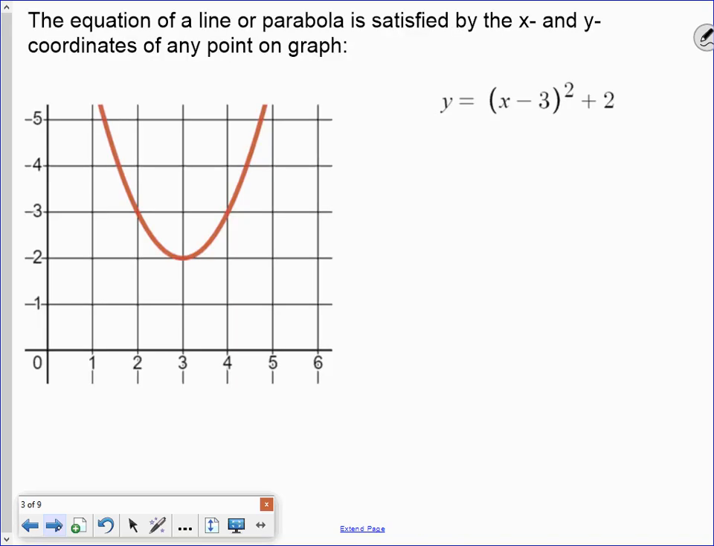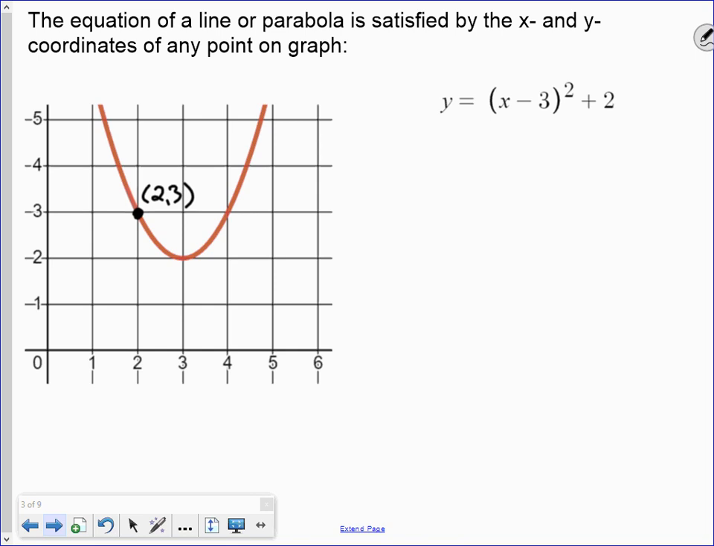Before we do that, we'll remind ourselves what it means when a particular point lies on a circle, or on a parabola or a line. If a point is on the curve, like the point 2, 3 is on our parabola, what it means is that the point has to satisfy the equation. When you take the x and y coordinates of this point and sub them into the equation, it should make the equation true.